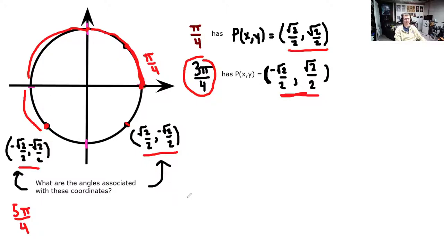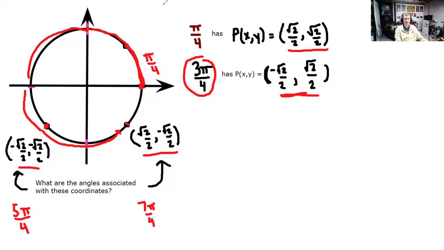I'm just gonna give you this last one. The angle that wraps around here is another 2. Right, beyond 5 is another 2. That's 7 pi over 4.